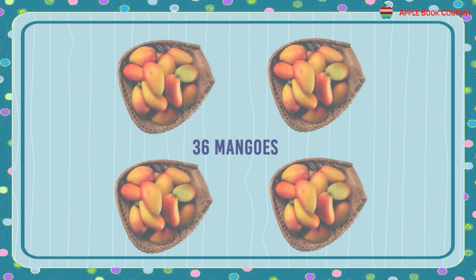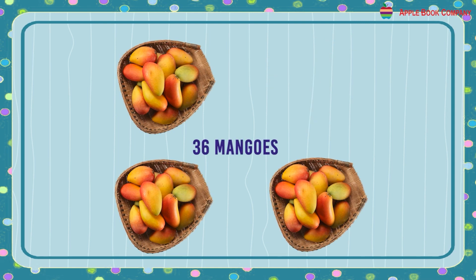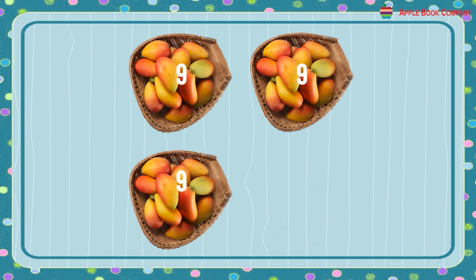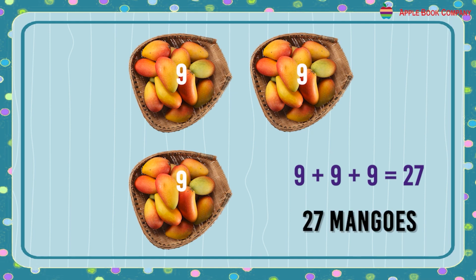The next question. Out of 36 mangoes, 1/4 have been eaten. The number of mangoes remaining is, you can make 4 portions out of those 36 mangoes. Divide in equal parts. Okay? And remove 1 part of it. Now count the mangoes in all the 3 remaining parts. The number of remaining mangoes is 27.